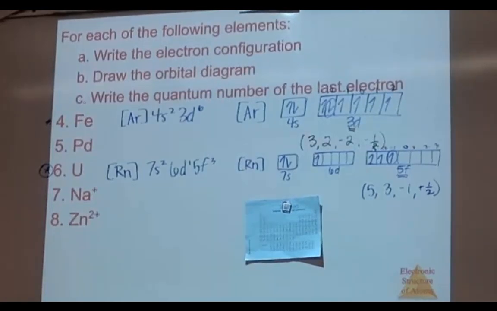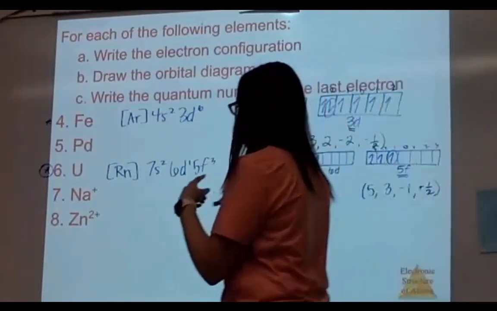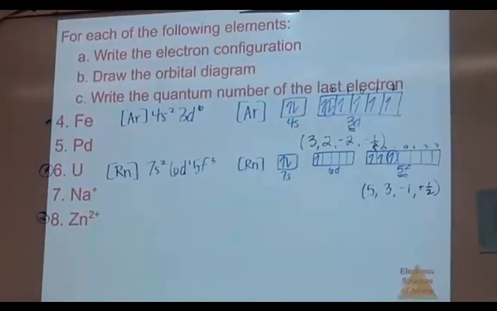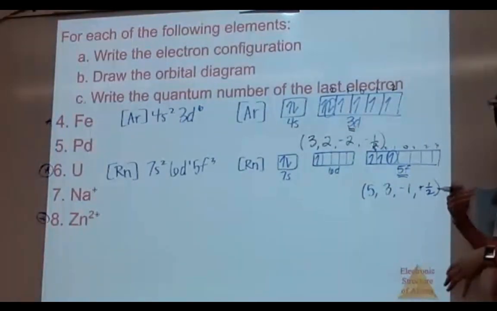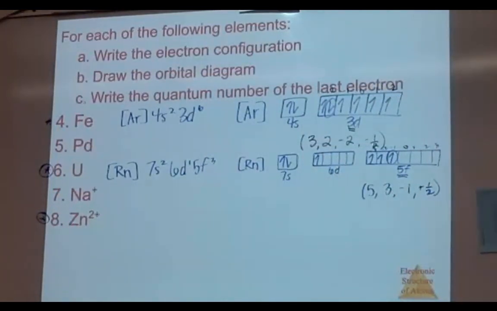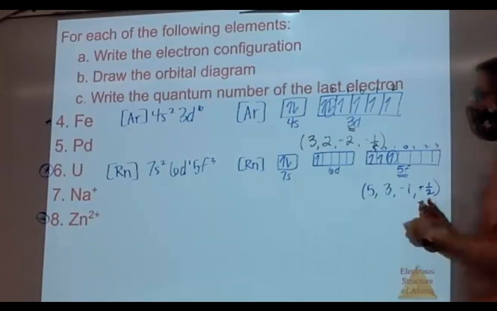So again, that's tying the quantum numbers to the orbital diagram. Now, I want to go through Zn2+ together, and then I'm going to have you guys do Na+ on your own. I want to do Zn2+ together, and here's why. When you create an ion, whether it's a cation or an anion, something is either gaining or losing electrons. Anions, when you're creating a negative ion, you're just adding electrons to empty orbitals. Cations are a little bit different because you have to remove the electron from the highest value of n. So your highest energy level is going to lose the electrons.